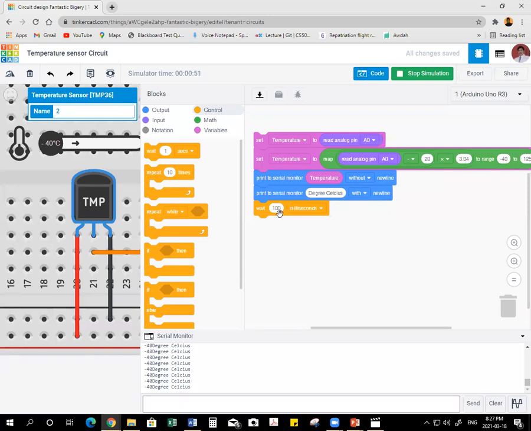Okay, so another thing I can add, print to the serial monitor. Okay, no problem. So this is the temperature sensor. Further calculation will come in the next program. So this is a simple one.